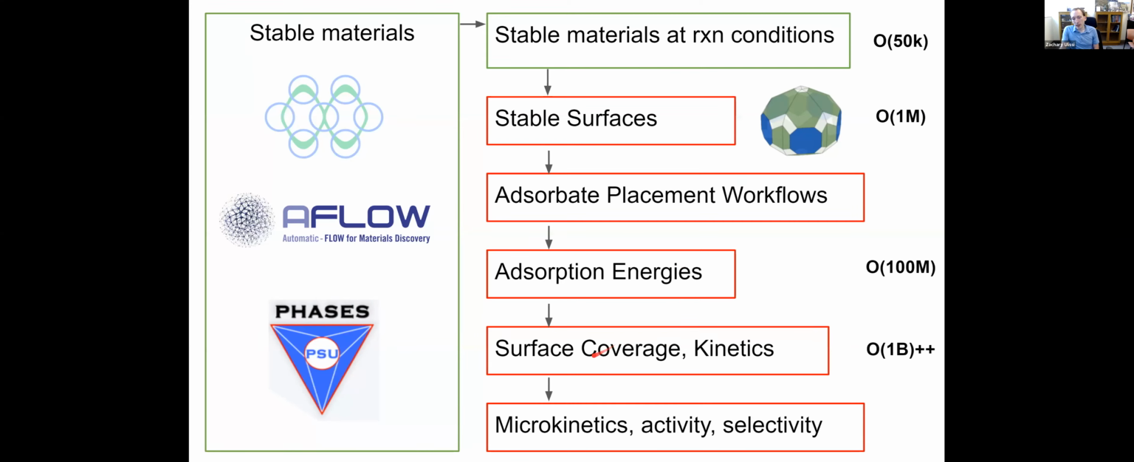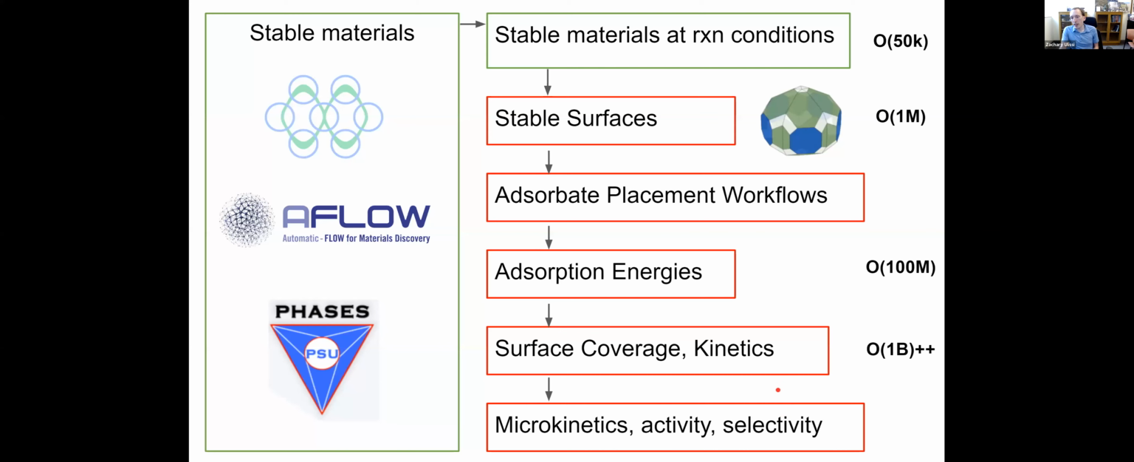If we want to take into account things like surface coverage on the surface or different reactions, this number really, really easily gets up into the order of billions. And these calculations, billions of calculations, are sort of what would be required if we really wanted to understand activity and selectivity across any arbitrary catalyst surface.